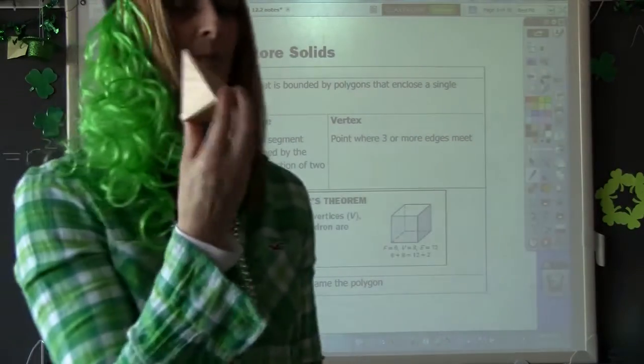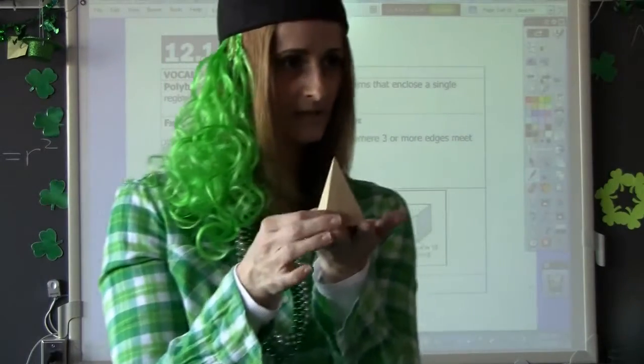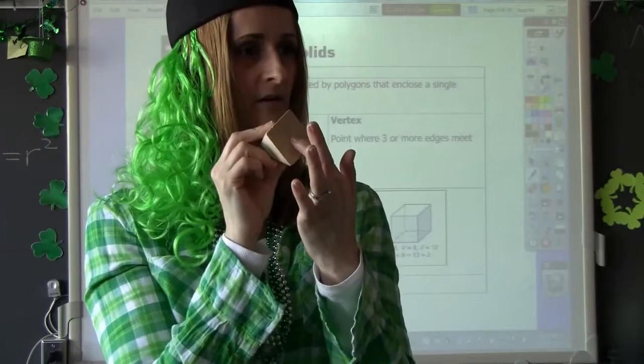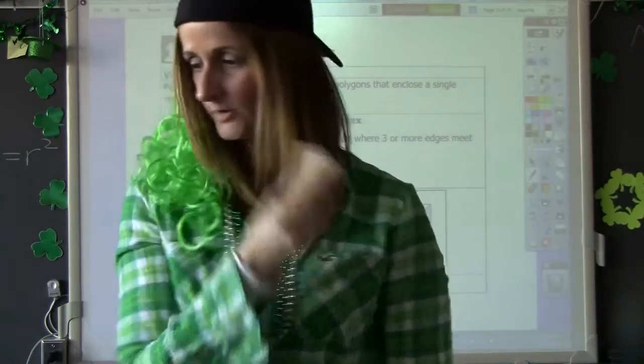What about these? These are pyramids, right? Okay, we only got one base. This base is actually a square, so it's a square pyramid.